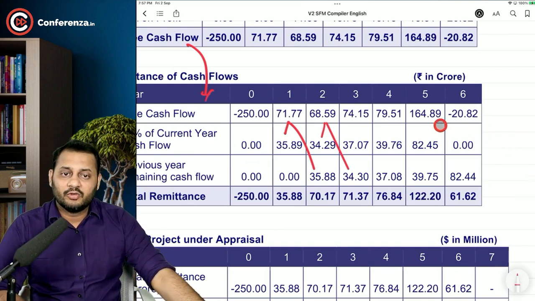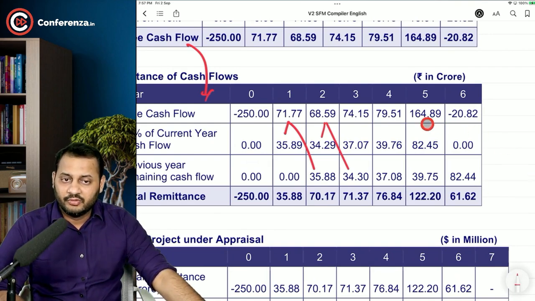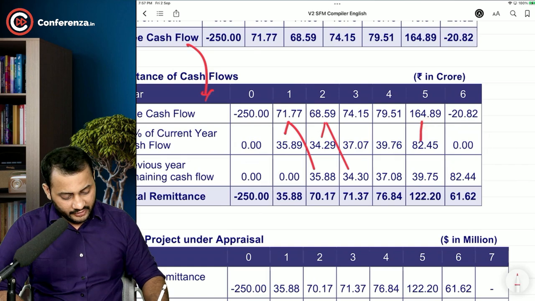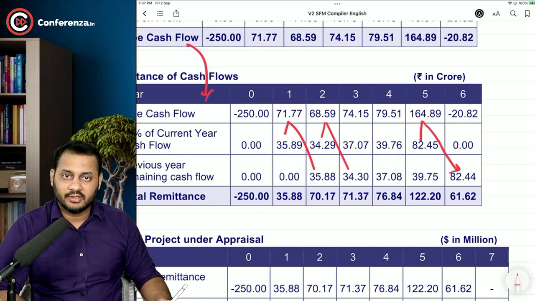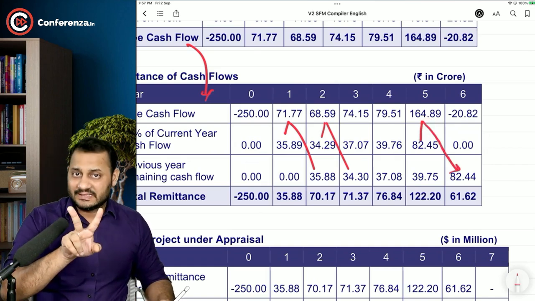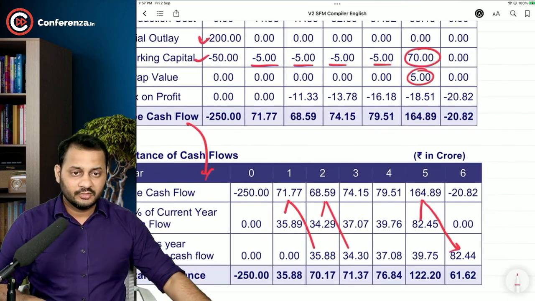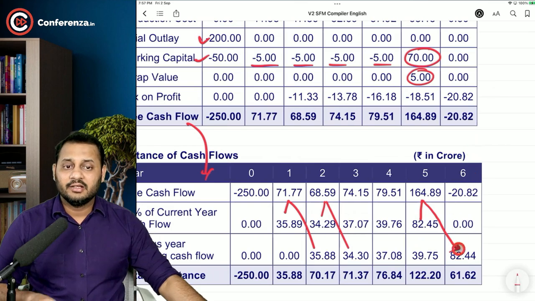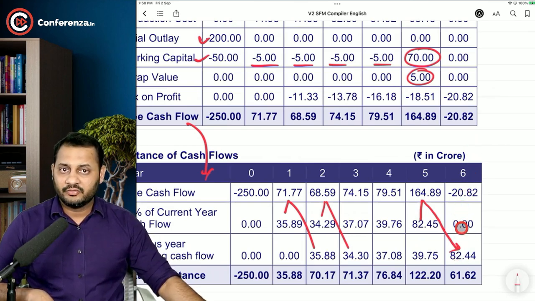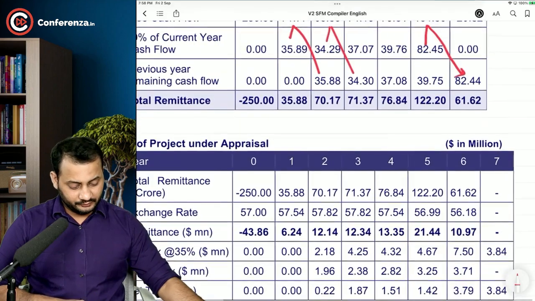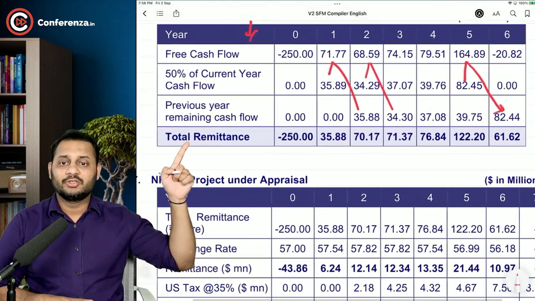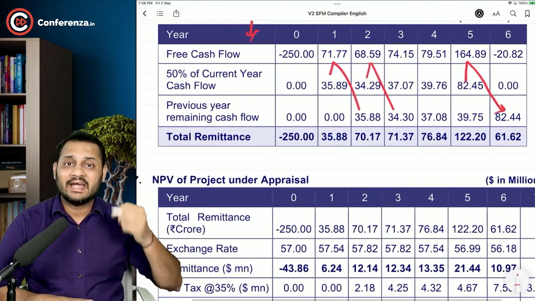So in the 5th year also, 164 will be divided into two parts, 50% here and 50% here. Now in the 6th year, there are two things. Understand, the tax 20.82 for the 5th year and the 5th year's remittance. And because we are going to do the total of it, now the cash flow is coming to positive 61.62. So this is going to be the total remittance in that year.